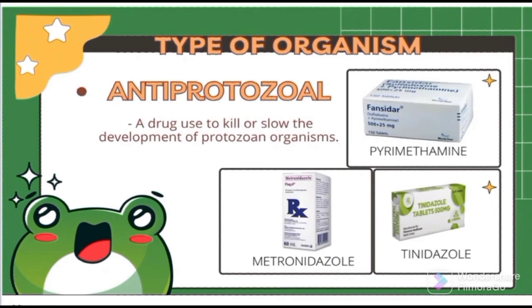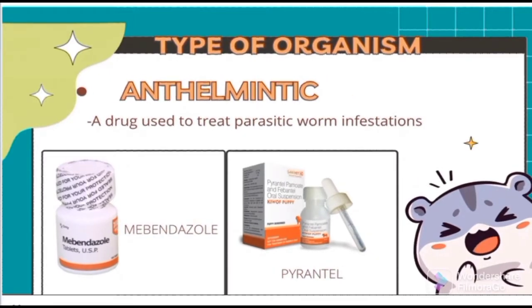Antiprotozoal. Antiprotozoal is any substance that kills or slows the development of protozoan organisms. Malaria and Chagas disease are among the illnesses caused by protozoans. Some examples of antiprotozoal agents include tinidazole, pyrimethamine, and metronidazole. Anthelmintic. Anthelmintic is a drug used to treat parasitic worm infections in animals. This comprises flukes, tapeworms, and roundworms. Some examples of anthelmintic agents are mebendazole and pyrantel.